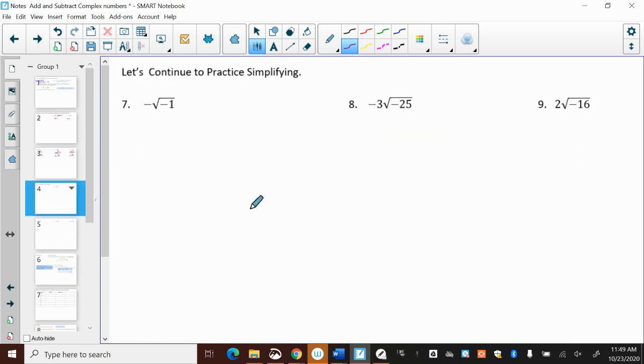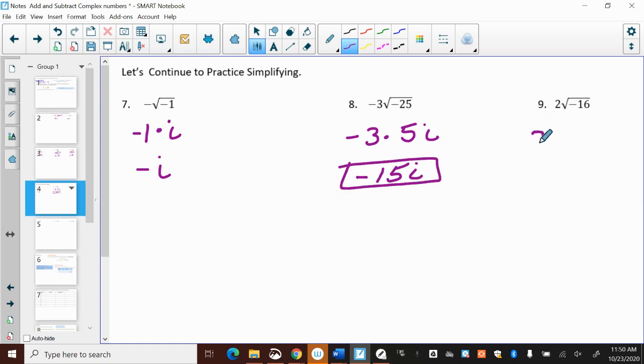Let's try a little bit more. Sometimes we might have some numbers on the outside that we want to deal with. So this negative really means -1. The square root of -1 is i. So this would get us -i. We're going to just bring down the -3. The square root of -25 is 5i. And then when we multiply the two together, we get -15i.